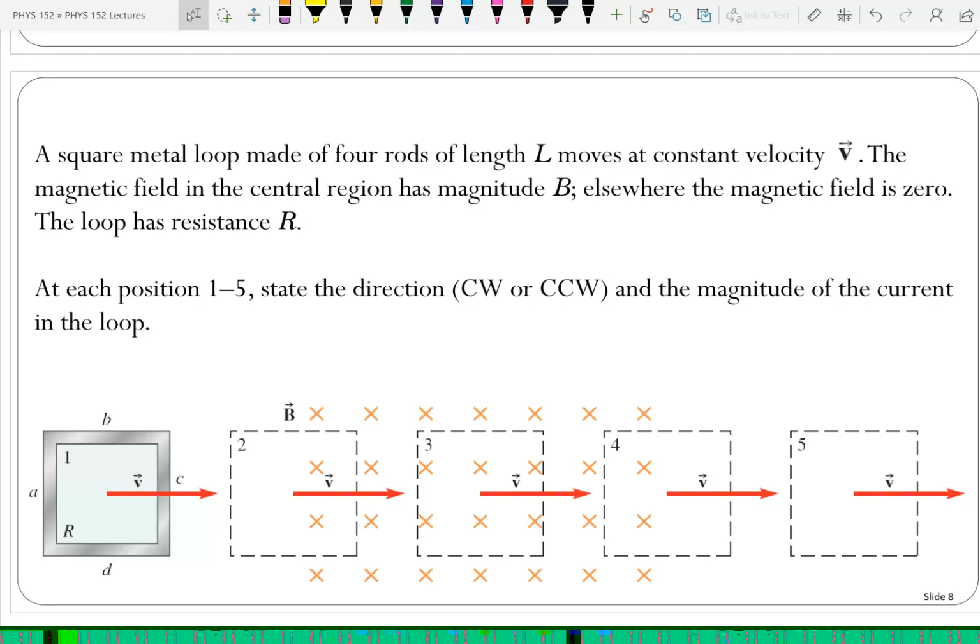Now, what about this case here, case 3, when the entire loop is in a magnetic field and it's moving? Then what's going to happen? Okay, zero current. Why zero current now when there was not a zero current here? Because the side on the left is going to create a clockwise current and the side on the right is going to create a counterclockwise. One's trying to make clockwise, one's trying to make counterclockwise.